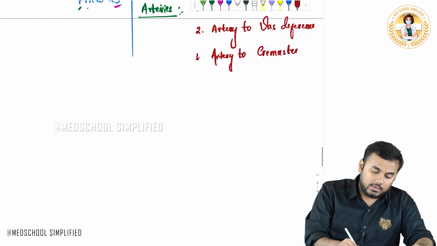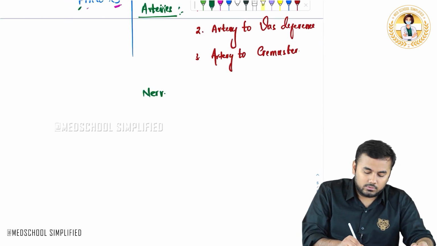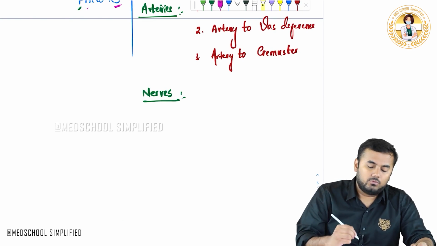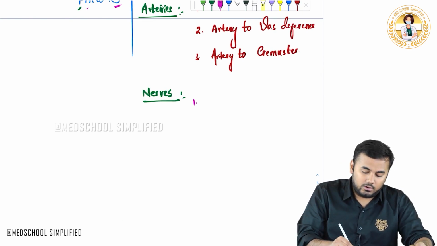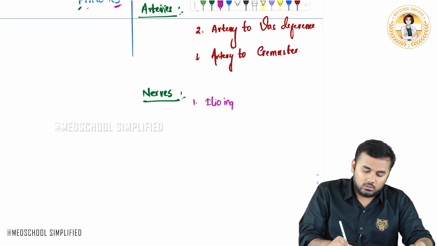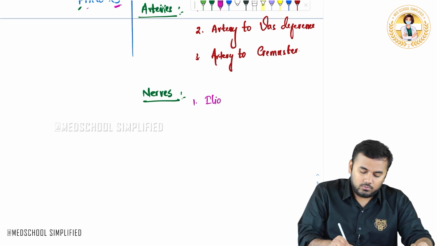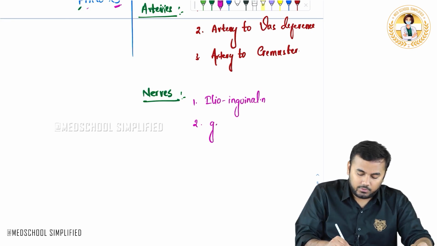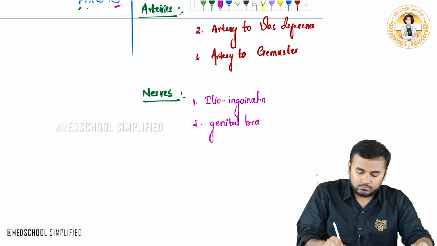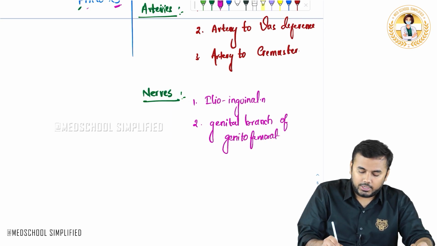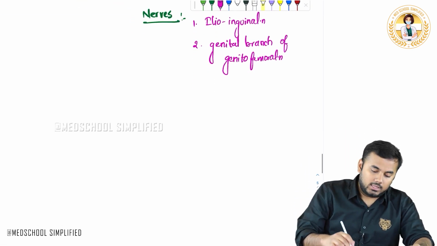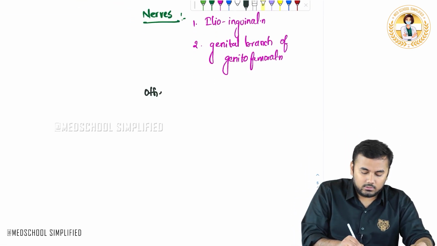And next, after the arteries, we have the nerves. What are the nerves we have? The first important nerve is the ilio-inguinal nerve. And the second important nerve is the genital branch of the genitofemoral nerve.